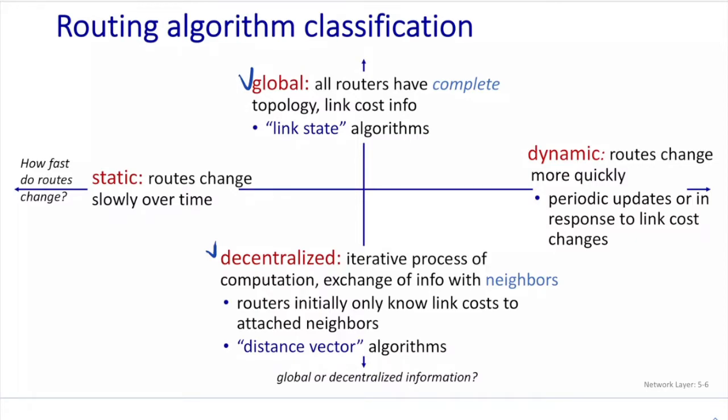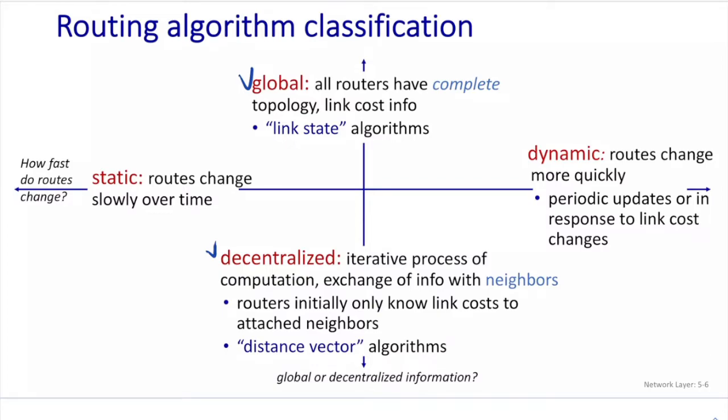And later we will introduce link state and distance vector. One needs a global view, and the other, distance vector, only needs a decentralized view, decentralized information. Okay, so that is the first part.